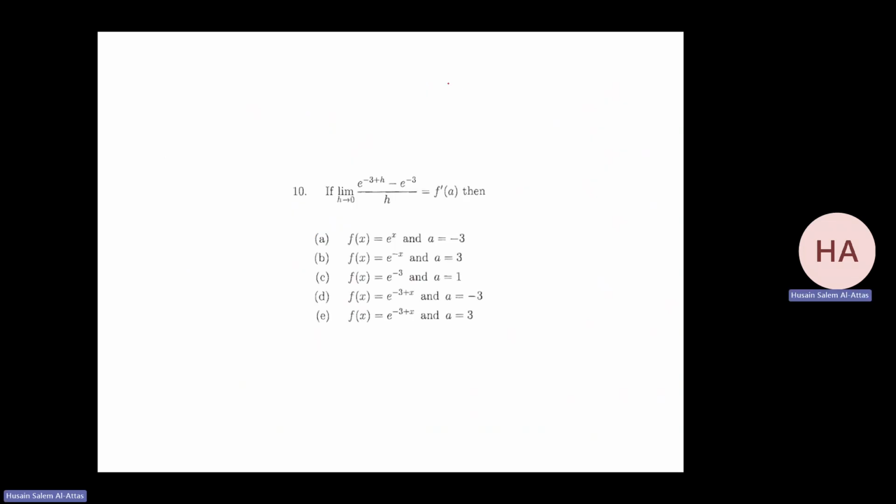The same thing here. You need to compare it with the h formula: limit as h goes to 0 of f of a plus h minus f of a over h. My a is minus 3, and this is minus 3 plus h, so this will work. My function is e to the power x, and I'm considering a to be minus 3.